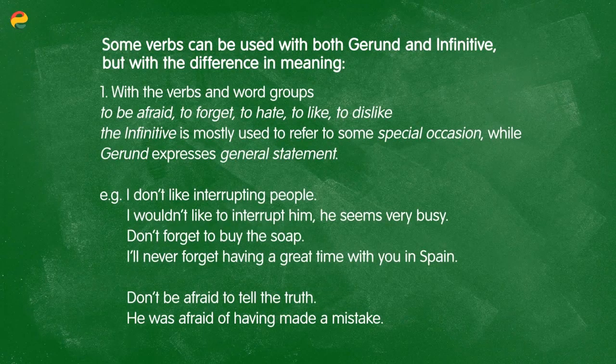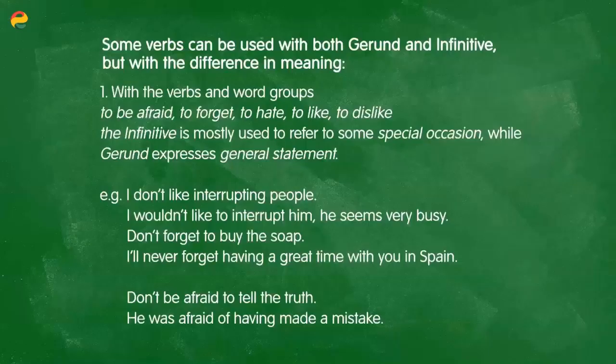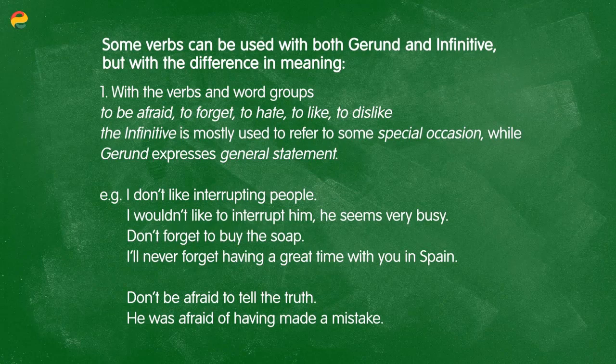First, with the verbs and word groups to be afraid, to hate, to like, and to dislike, the infinitive is mostly used to refer to a special occasion, while the gerund expresses general statements. For example, I don't like interrupting people, or I wouldn't like to interrupt him, he seems very busy. Also, in the phrases, don't be afraid to tell the truth, and he was afraid of having made a mistake. Here, don't be afraid to tell the truth talks about specific occurrences where you may need to tell the truth. And he was afraid of having made a mistake speaks more generally.